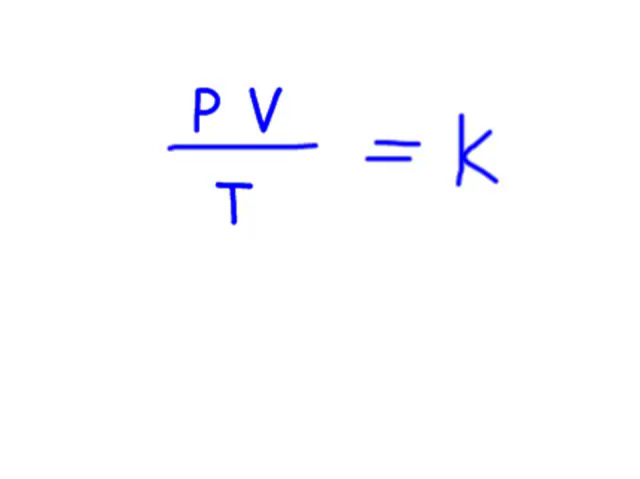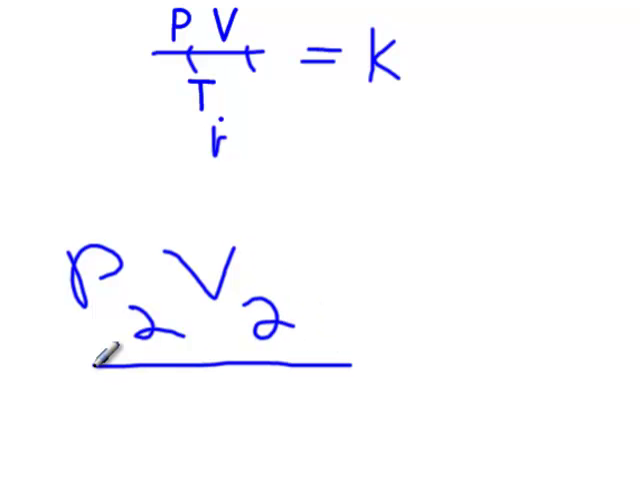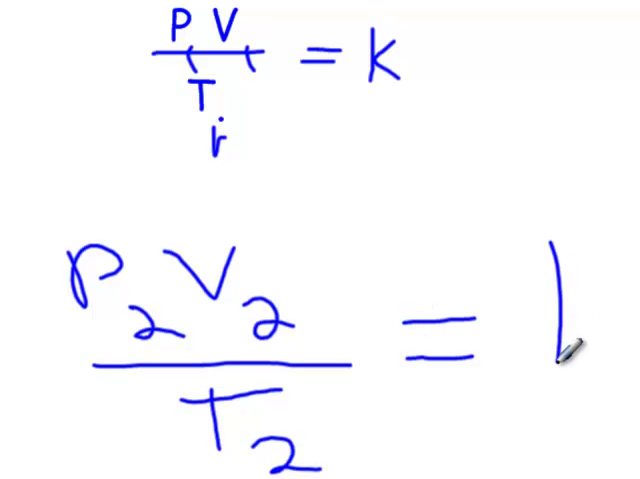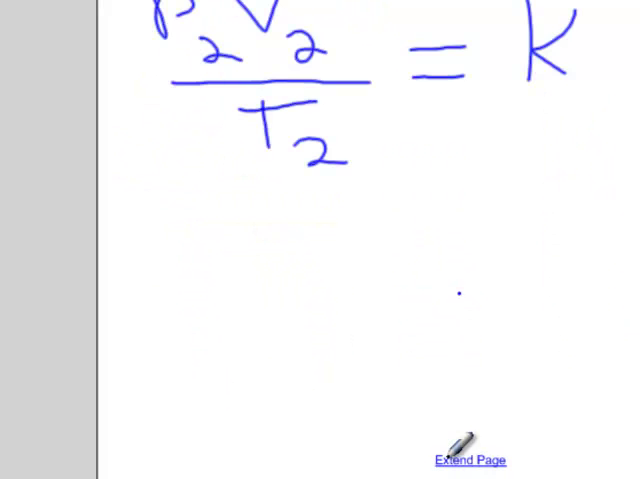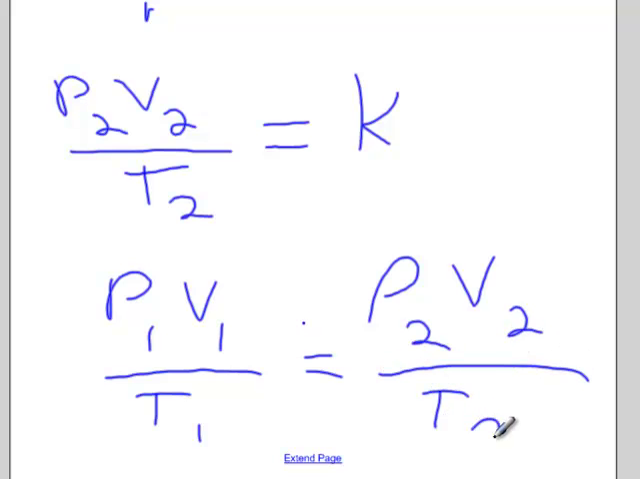So where this equation is going to be useful is if we have pressure, volume, and temperature changing, so that we have two sets of these variables. We have a pressure 1, a volume 1, and a temperature 1. We also can write a second equation, pressure 2, volume 2, temperature 2, and those would also be equal to that very same K, which means we can write an equation, pressure 1 times volume 1 over temperature 1 equals pressure 2, volume 2 over temperature 2. This is called the combined gas law.